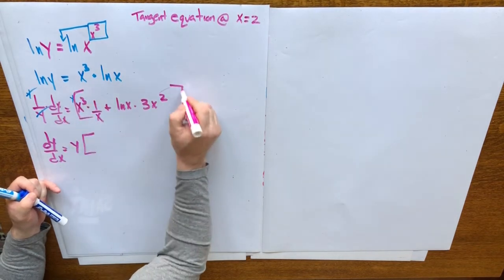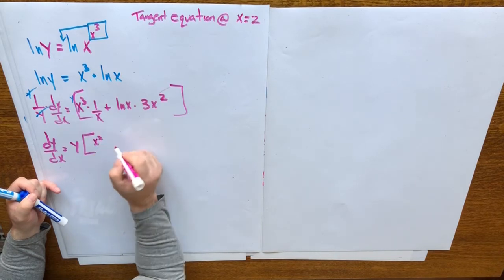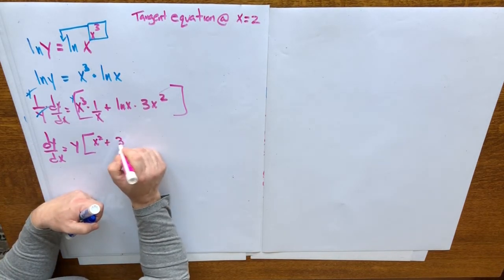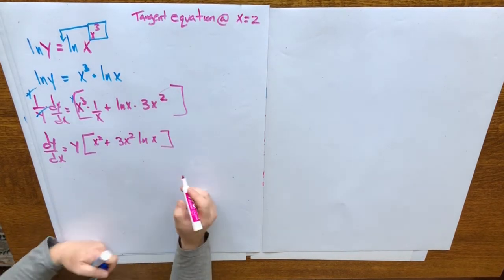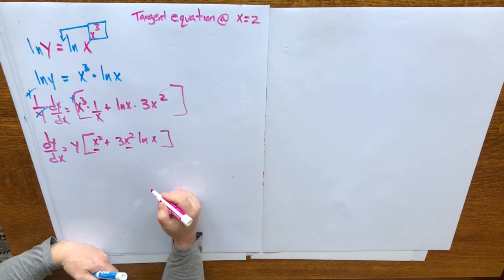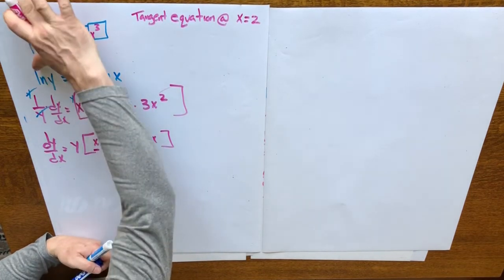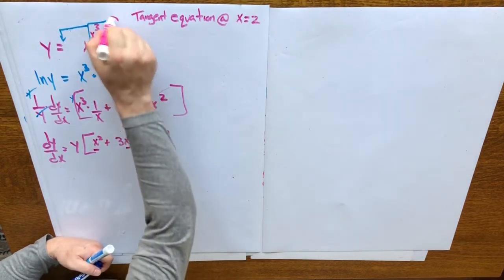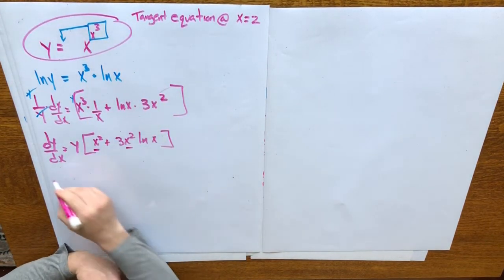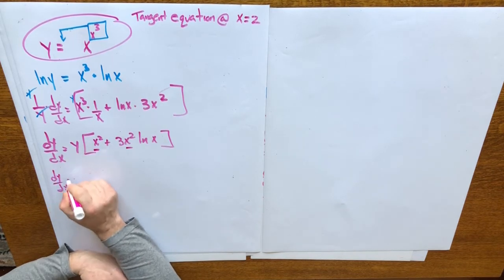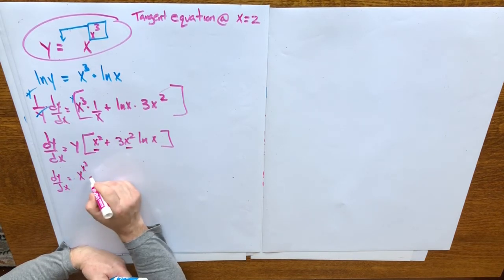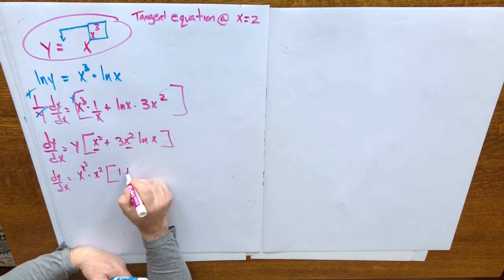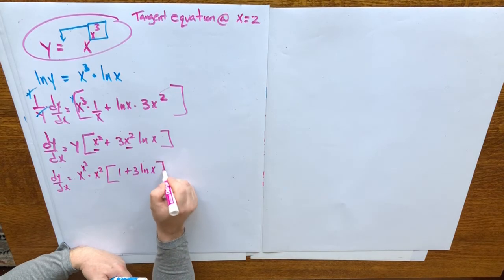times, this simplifies down to x squared plus 3x squared ln x. So quite a bit of simplification we can do here. There's a common factor of x squared in that, and we're going to replace y with x to the exponent x cubed. So dy over dx equals y, which was x to the exponent x cubed, times the common factor x squared times 1 plus 3 ln x.